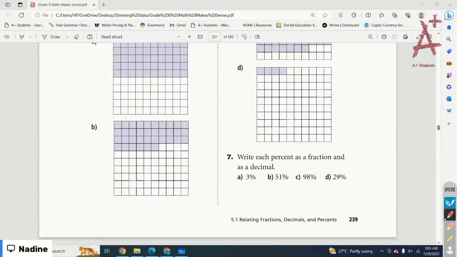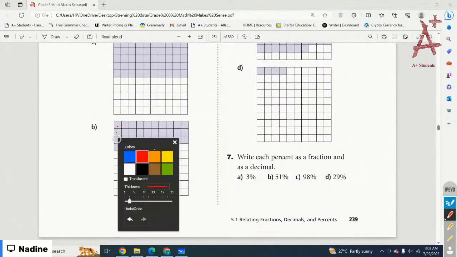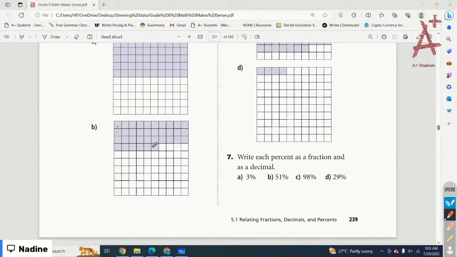So you can see, let's see, 1, 2, 3, 3 complete rows are colored, and the fourth one is 1, 2, 3, 4, 5, 6. That means 36 out of 100 are colored. Got it? You can write them as 36% or 0.36. They all are exactly the same, right?